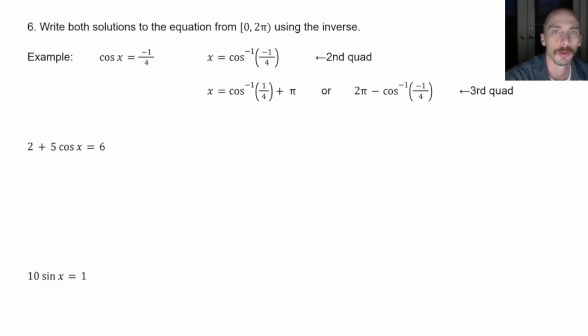All right, I'm back with more AP Pre-Cal Homework 9-1 solutions, more arc trig. On number 6, write both solutions to the equation from 0 to 2 pi using the inverse. It's got a little example here. Because I'm the one here to explain this to you, I'm going to kind of work it and not really work the example. Draw some diagrams and stuff.